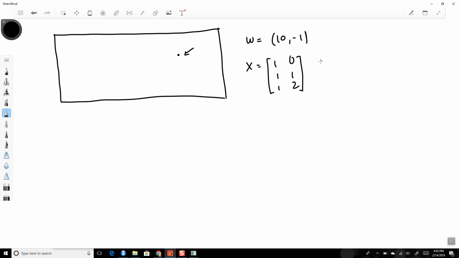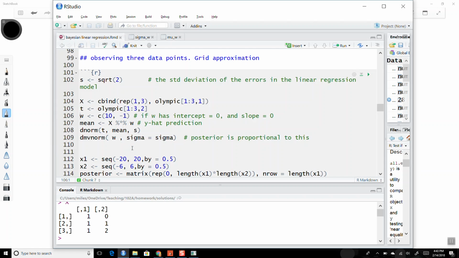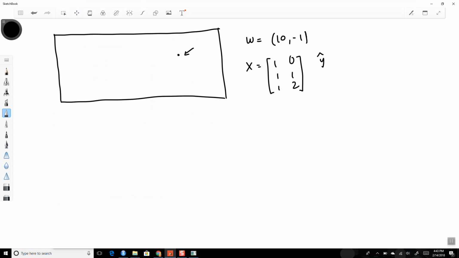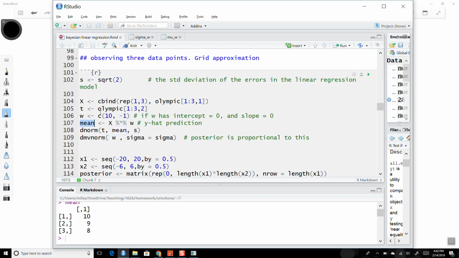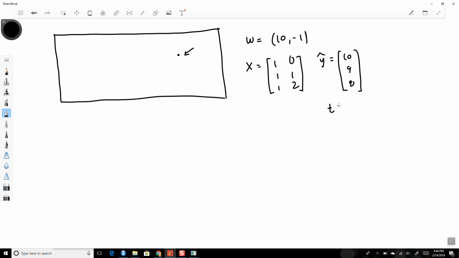So if I do x times w, if w is 10 and negative 1, then my predictions for the mean are 10, 9, and 8. So my y-hats are going to be 10, 9, and 8. And then we look at what are the actual values that we get. The actual values t are 12, 11, and 11.